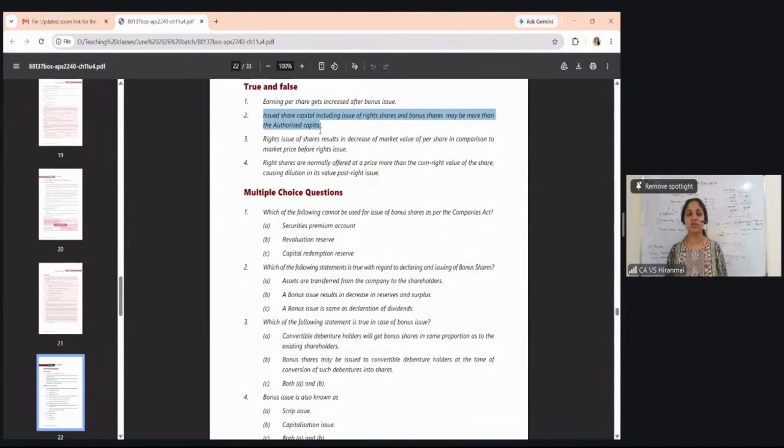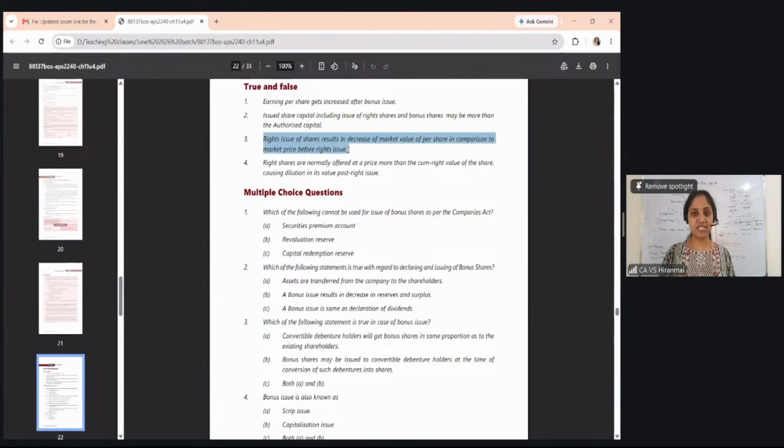May be more than the authorized capital. That is true, no? We only did now in one question: after the issue of the bonus and rights issue, the issued share capital, issued shares, increased more than the authorized capital. But what should you do? You have to increase the authorized share capital also, through passing special resolutions, stating that because I have done the bonus issue, my shares have increased so much, so I have to do that. So there are chances that when bonus and rights issues happen, your issued capital becomes more than the authorized capital.